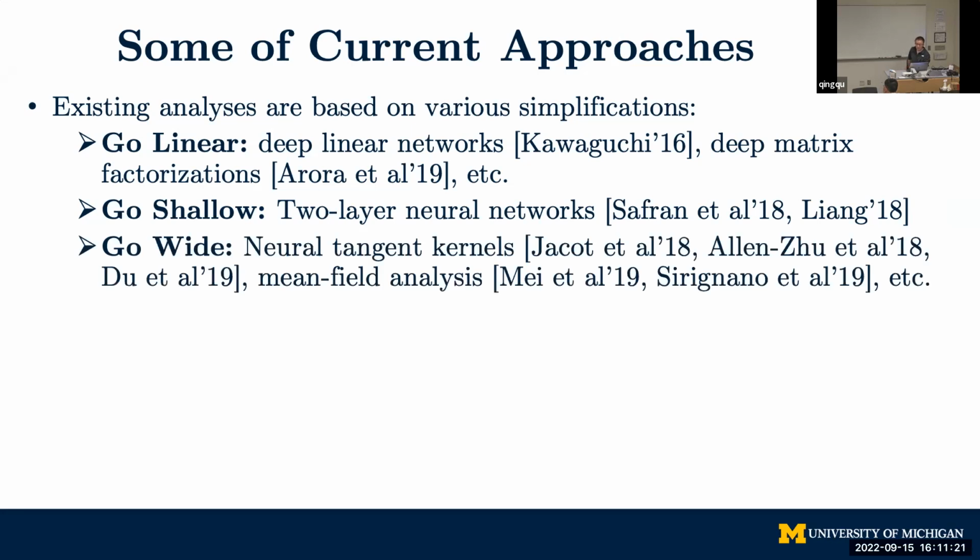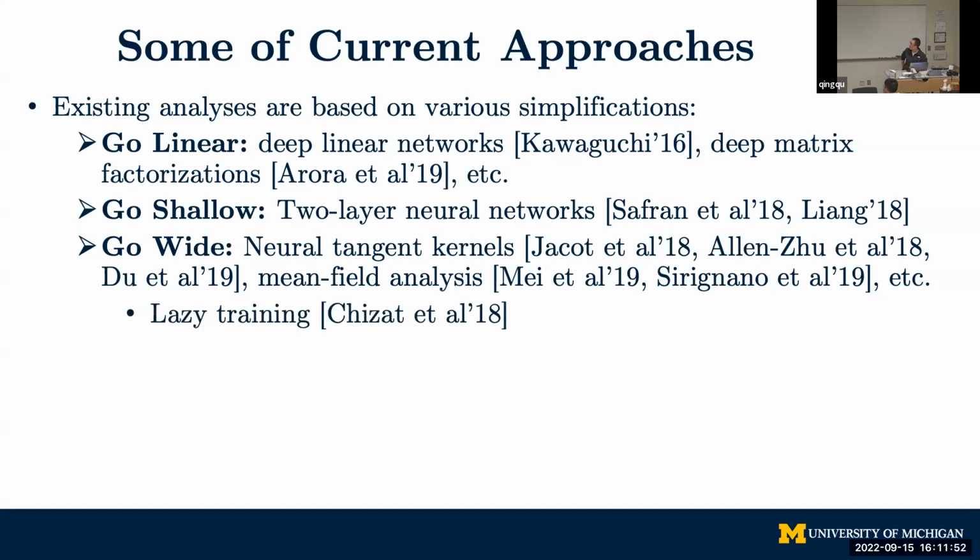Quite recently, there is a line of work where people try to go wide. They study ultra wide, highly over-parameterized deep networks. For ultra wide deep networks, this enters the so-called neural tangent kernel regime, where the weight parameters of the network don't move too much, and the network acts like a kernel regression problem.